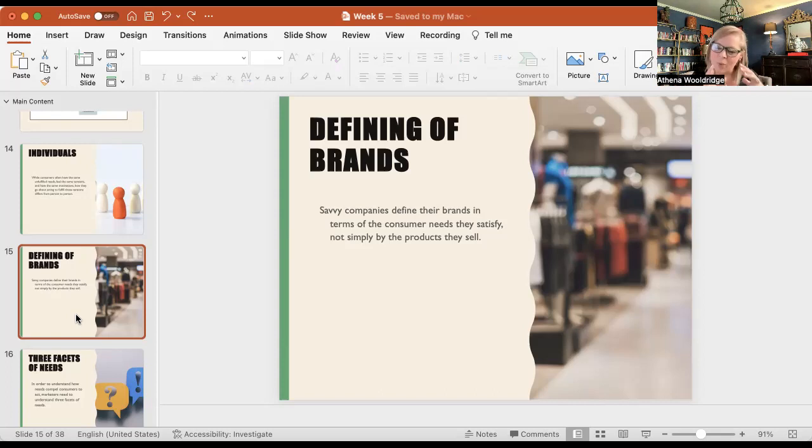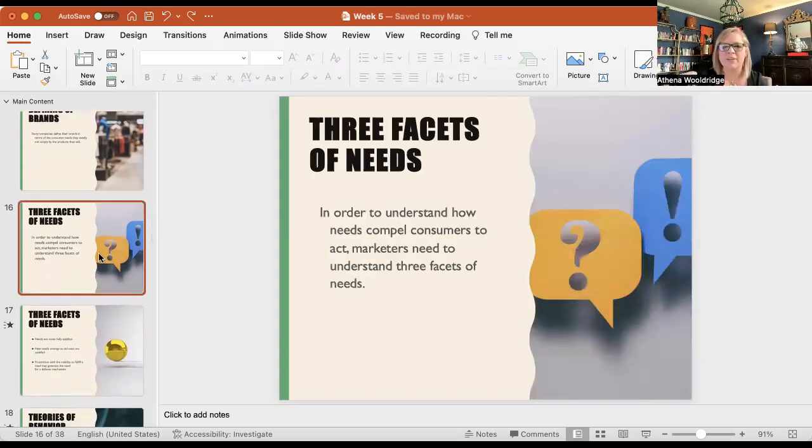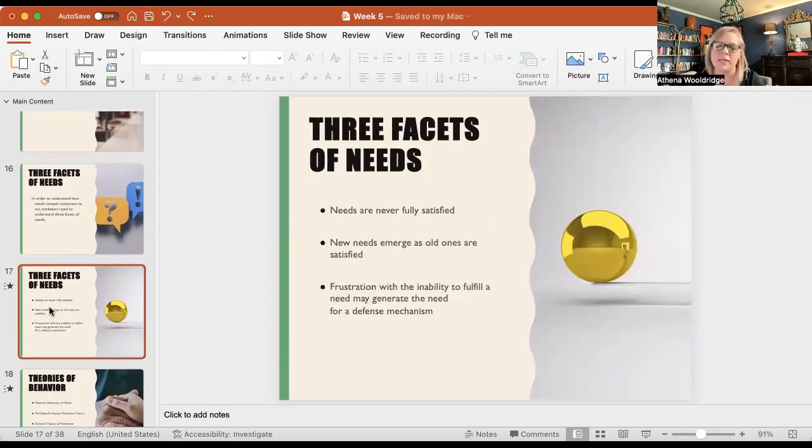But this is how we have to understand the consumer well enough to know how to motivate them by understanding their needs. Okay. What are the 3 facets of needs? Well, needs are never fully satisfied, right? We live in a consumptive society. Even a basic need like food is never fully satisfied. You may be temporarily satisfied, but then you need to have that need met over and over and over again. New needs emerge as old ones are satisfied.